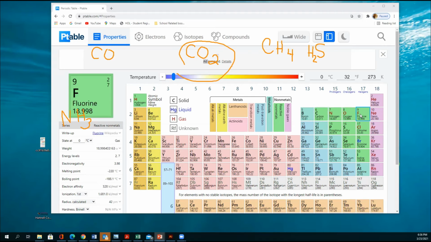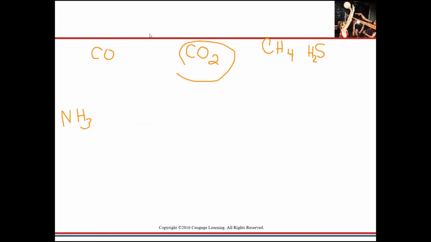If we have fluorine and oxygen, oxygen is going to be in the middle. Okay, so now that we've talked about that, let's go back to what we're doing. Did you guys get this written down? Okay.